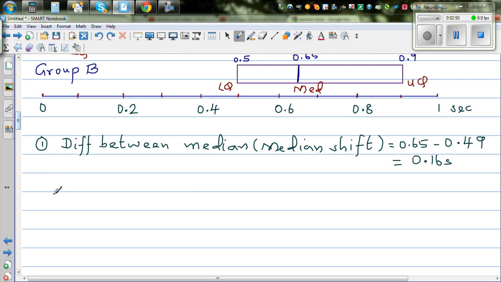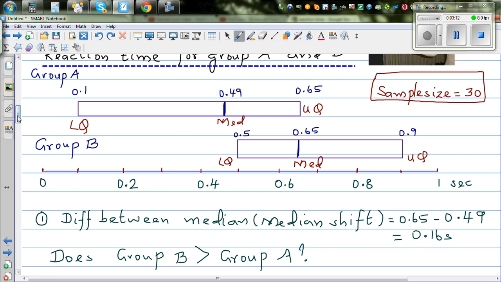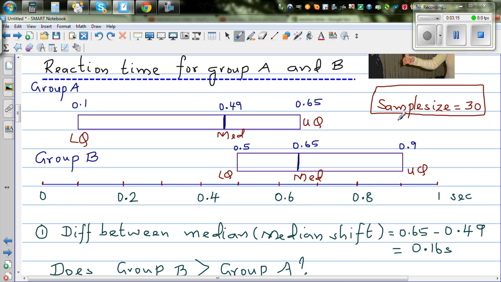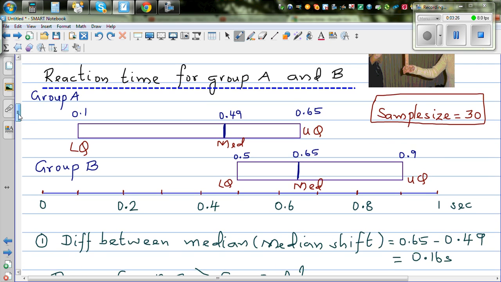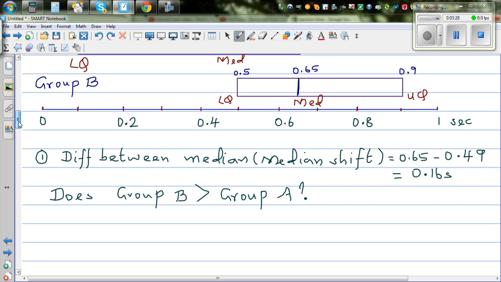So now the question is, does group B have greater reaction time than group A? This is the big question that we need to answer. Now the problem is we want to make the call back in the population based on this sample of 30. For that, you can't just look at these statistics and say, well, group B has a greater reaction time than group A. You have to do some more calculations before you jump to the conclusion.